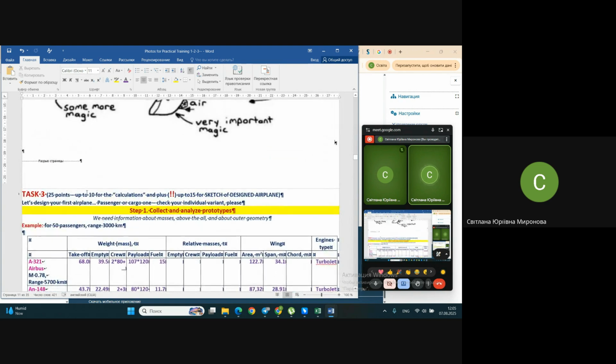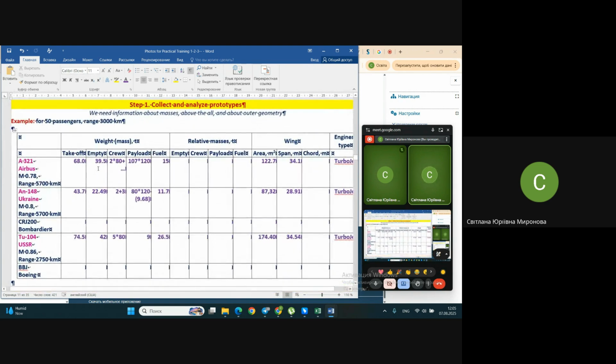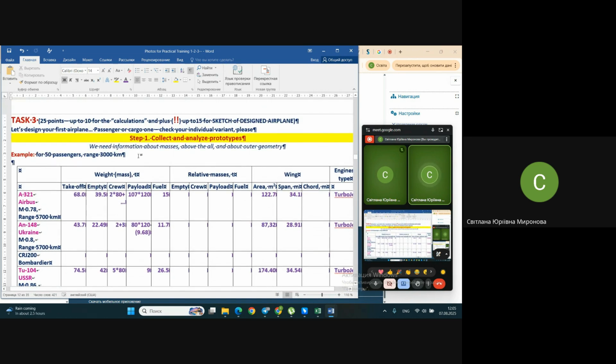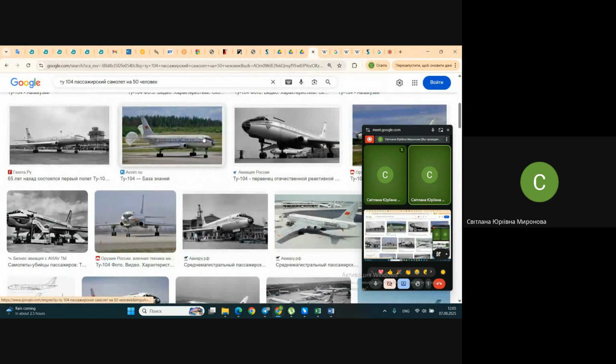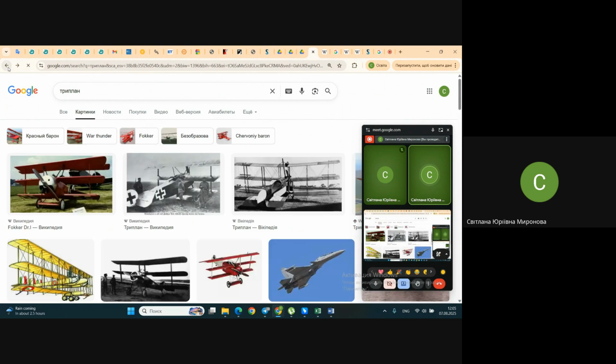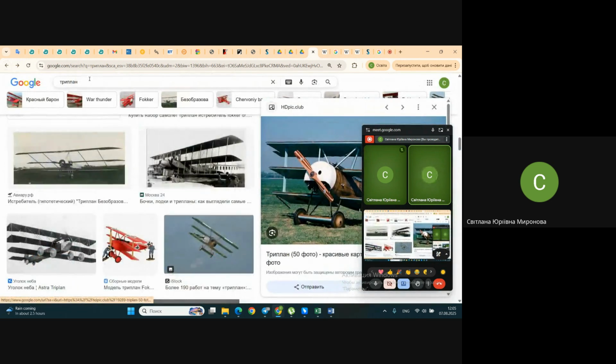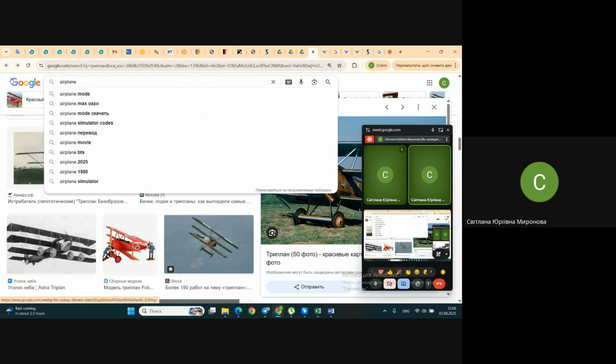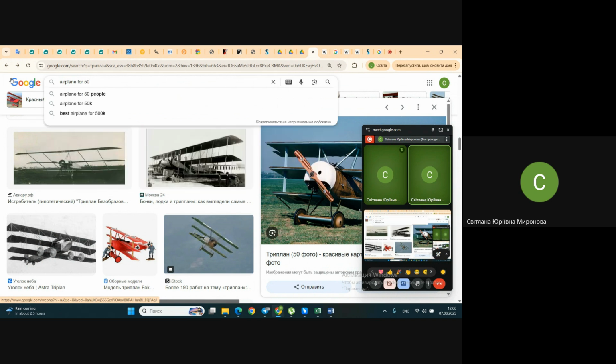Maybe I need to increase the screen. Example, I will show you one example of an airplane which I took voluntarily, 50 passengers, and a range of around 3,000 kilometers. And what I did first, I asked Google. No, in your case it will be not Google, but some Chinese system, like airplane. Let me check the language. Airplane for 50 passengers.